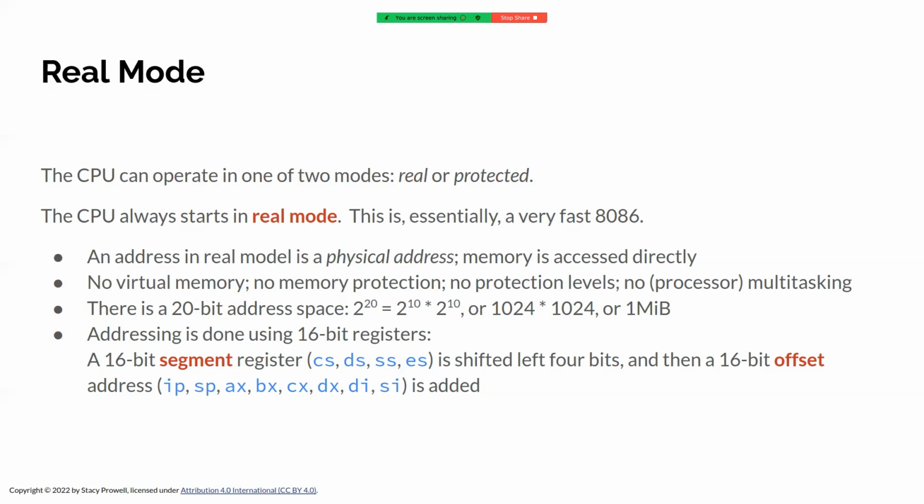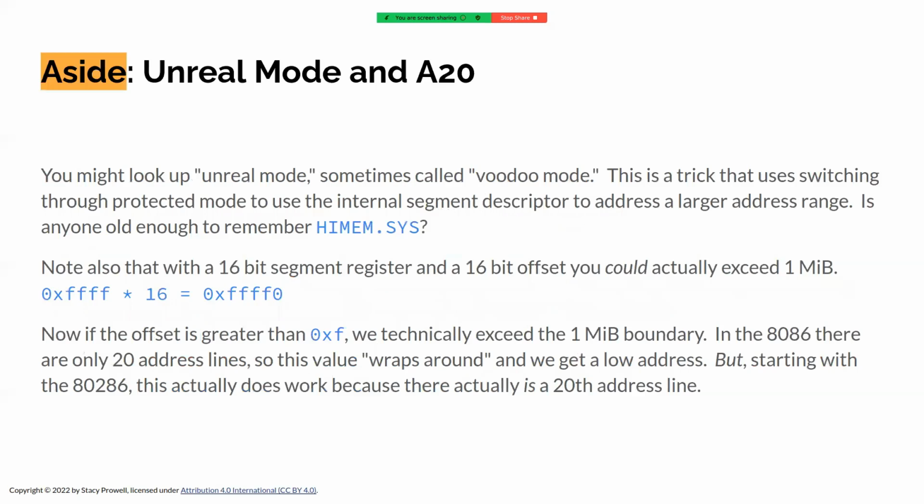So the segment registers, you probably already know about. There's a code segment, a data segment, the stack segment, and then the extra segment. And then there are the usual 16-bit registers: the instruction pointer, the stack pointer, the ABCD registers, and the destination and source registers. That's mostly true, but it's not the full story.